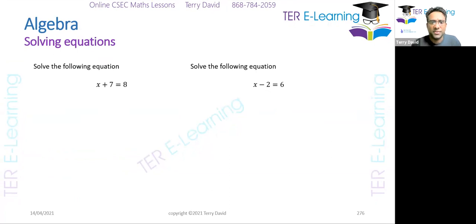First things first, we need to be able to solve simple equations. The first equation that we have here is x plus 7 is equal to 8. If you want to solve for something, we are trying to find a value of x that satisfies this equation. So we have x plus 7 is equal to 8.